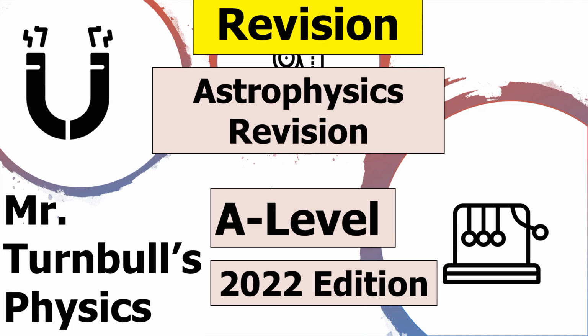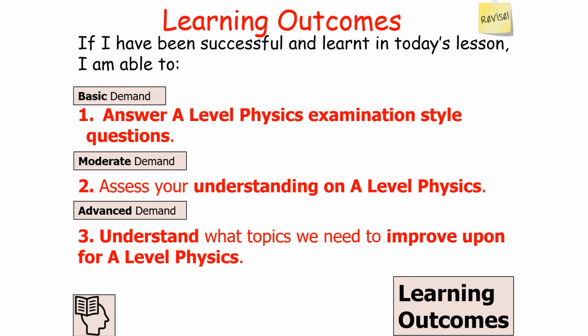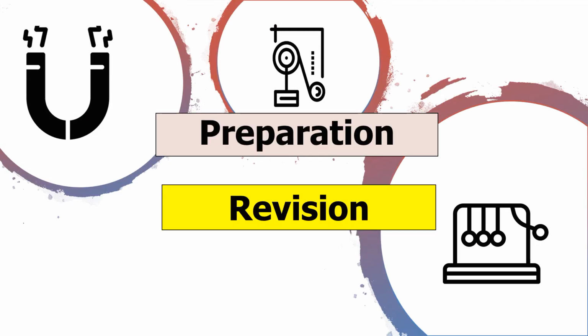Hello and welcome to this revision session for AQA A-Level Physics Paper 3, the Astrophysics option. In this particular revision session we're going to look at answering examination questions on AQA A-Level Physics for the Astrophysics option. If you've been successful and learnt in today's lesson, you should be able to answer A-Level Physics examination style questions, assess your understanding on A-Level Physics and understand what topics you need to improve upon for AQA A-Level Physics.